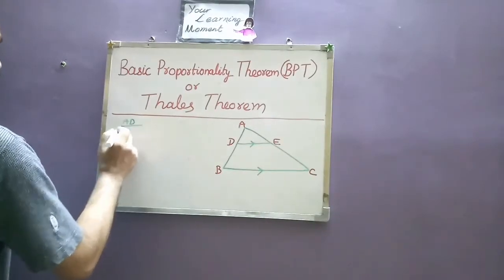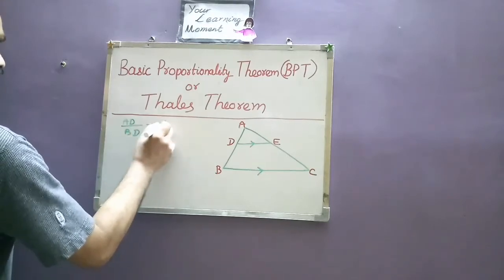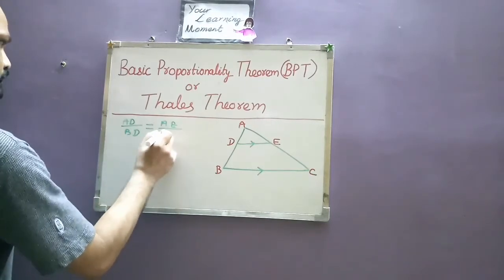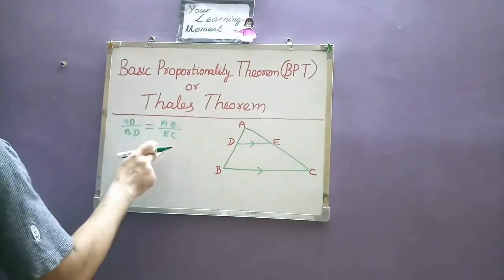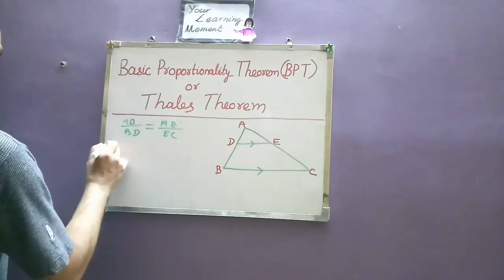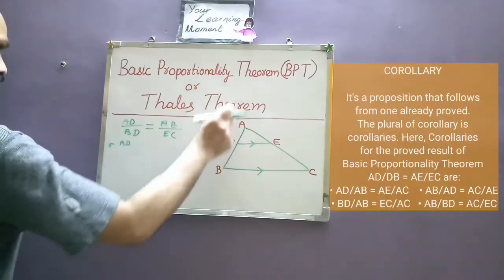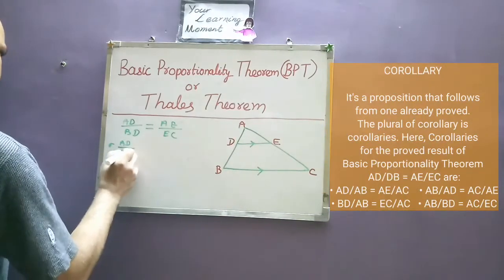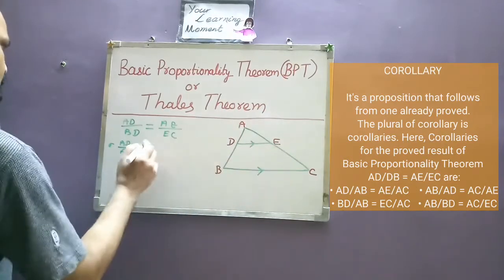This means in triangle ABC, if a line DE is drawn parallel to BC intersecting AB at D and AC at E, then we have AD by DB equal to AE by EC. We can modify this ratio to get more equivalent ratios known as corollaries. First corollary, AD upon AB equal to AE upon AC.